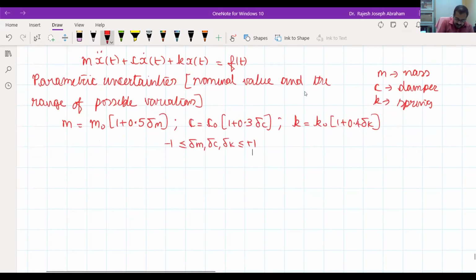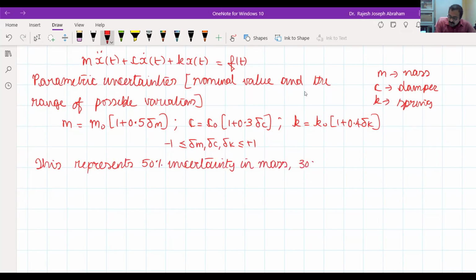So let me write here. This represents 50% uncertainty in mass, 30% uncertainty in the damper, and 40% uncertainty in the spring.